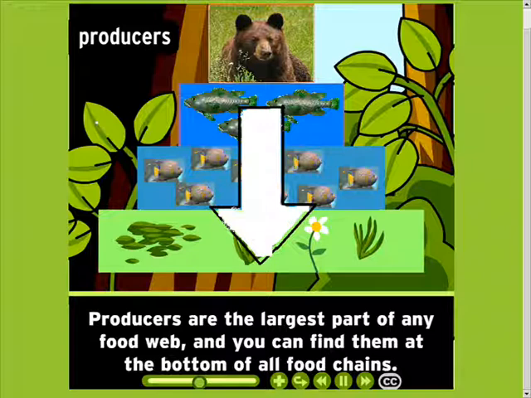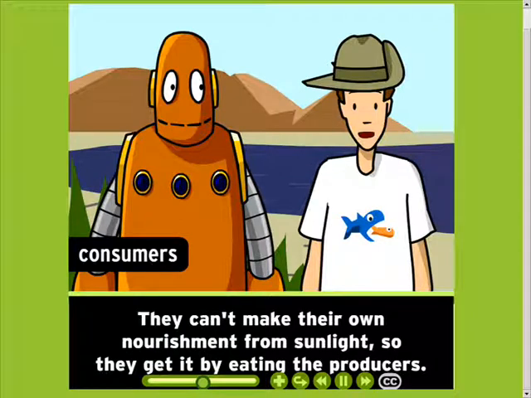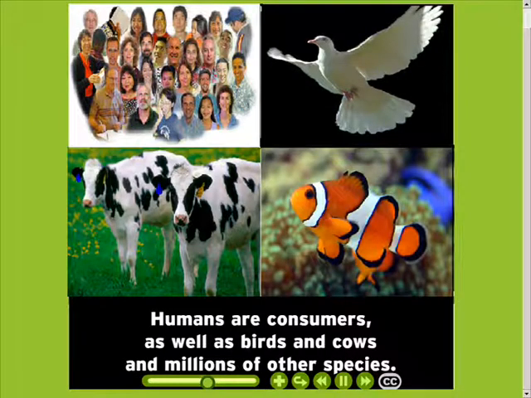Producers are the largest part of any food web, and you can find them at the bottom of all food chains. Organisms that eat other organisms are called consumers. They can't make their own nourishment from sunlight, so they get it by eating the producers. Humans are consumers, as well as birds and cows and millions of other species.